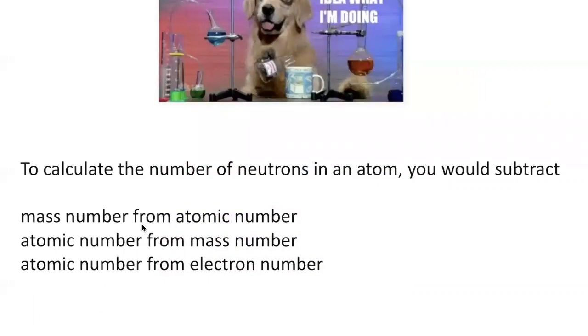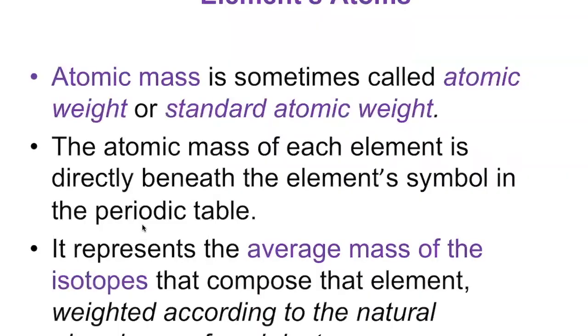Okay, going back to the atomic mass. The atomic mass is the number that you're going to see below. Sometimes it's going to be called atomic weight or standard atomic weight. The atomic mass of each element is directly beneath the element symbol that you see. It represents the average mass of the isotopes. So basically all the isotopes composed, that's what is going to be represented.